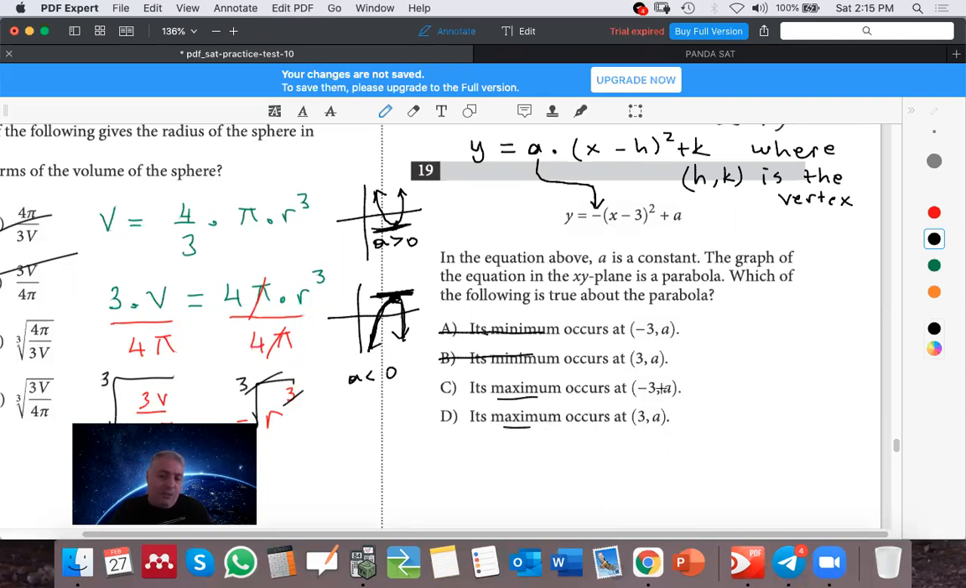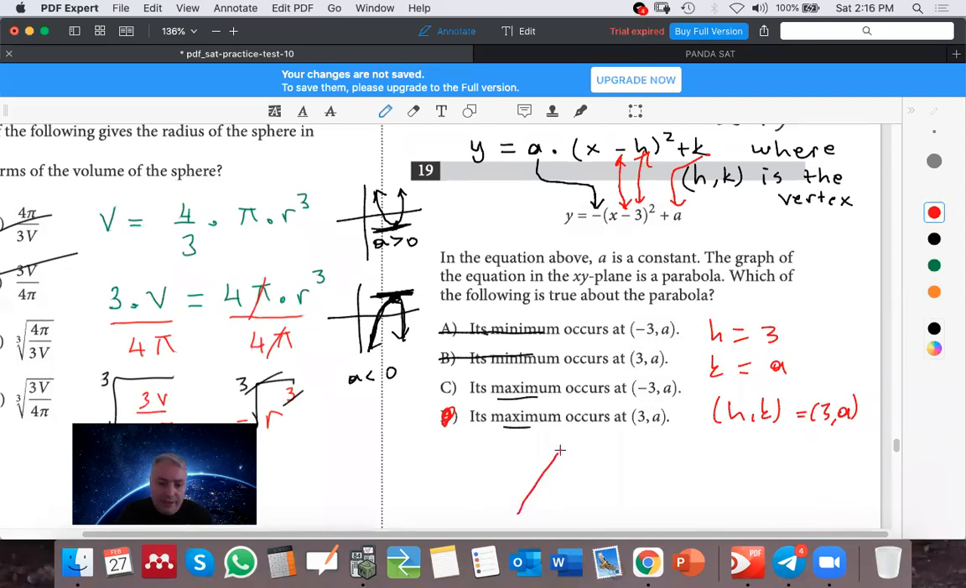Yes, this is the answer, but which one? This or this? To do this, the rule is very simple. When you have negative h, it is h. It means opposite sign, or even you can do like that. This minus with this minus. So h is 3. And then this is k, which is the second component of the vertex. In my form, this is a. So it means that (h, k) is equal to (3, a), the alternative D is the solution of the question. Anything to ask me about this?